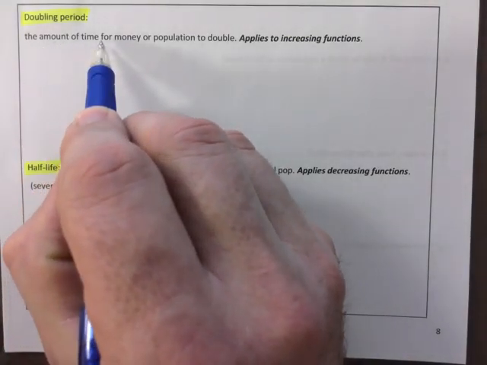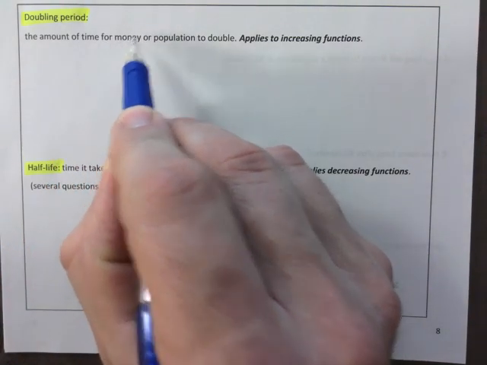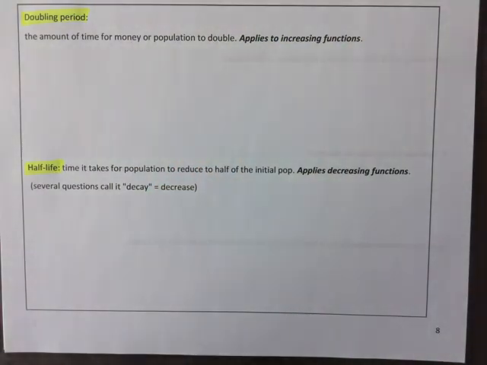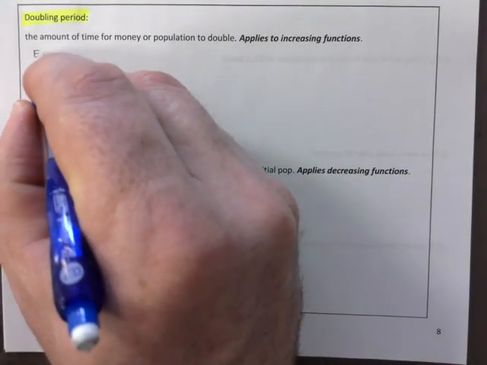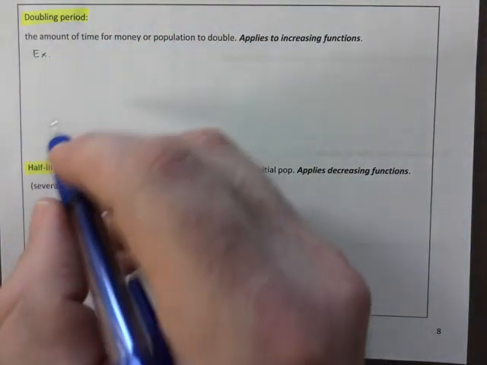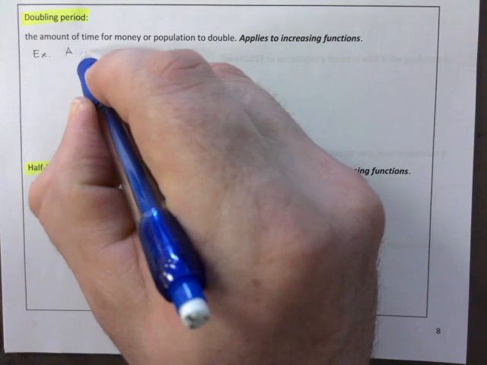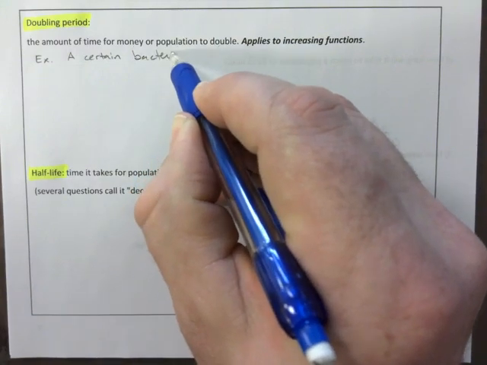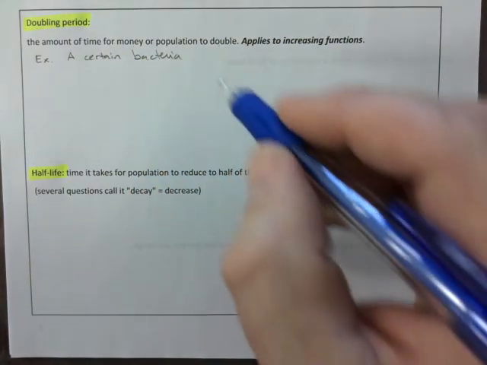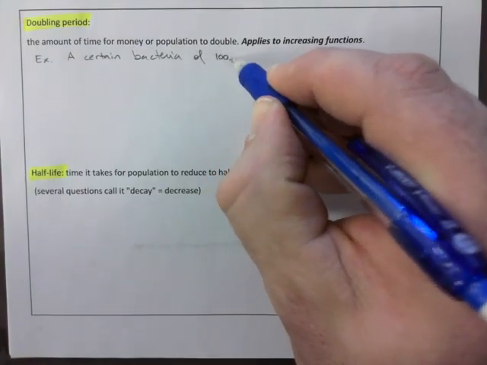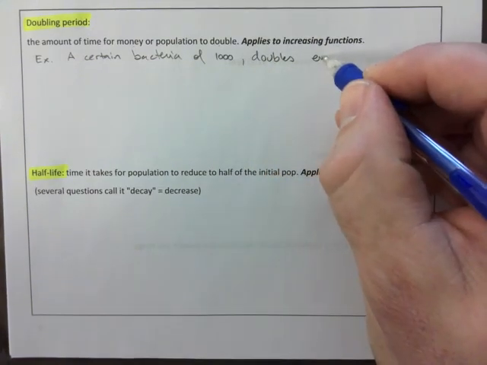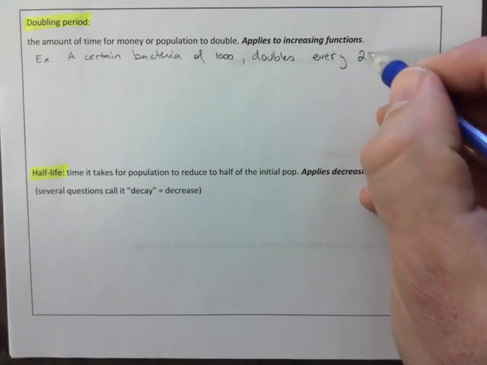Exponential or logarithmic, you will see that as we get along. For example, the amount of time for money or population to double. Okay, that's what that means. That's a definition of doubling time. So I'll give you an example. Let's write down the example so you have a concrete example. A certain bacteria of 1,000, okay, doubles every 2 hours, let's say.